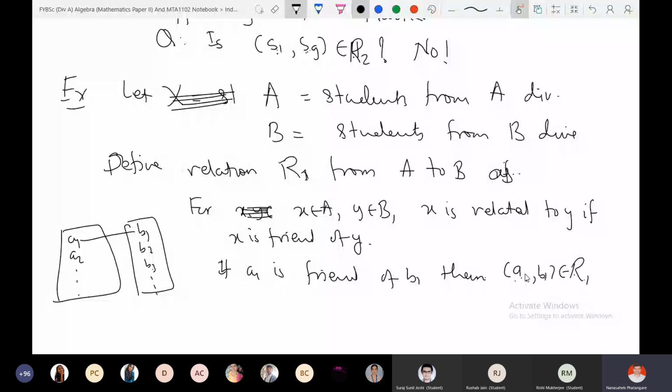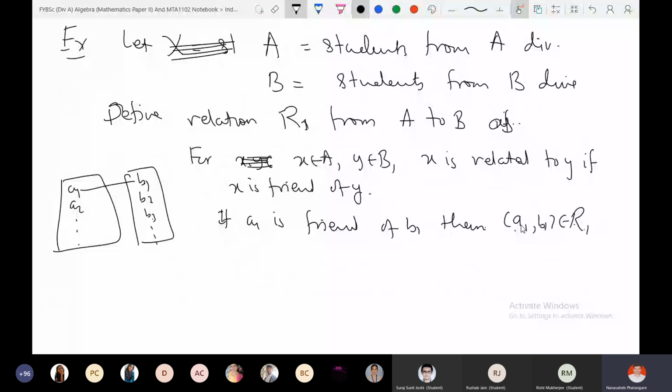That is your perception, whatever it is, but right now we are not interested in that. The main thing is that A1 is related to B1, which means the pair is in R1. If A1 is not a friend of B1, then the pair will not be in R1. That is very straightforward. If A2 is a friend of A10, then this pair A2, A10 is in R1, otherwise not. So it depends on the students, whether they are friends or not.